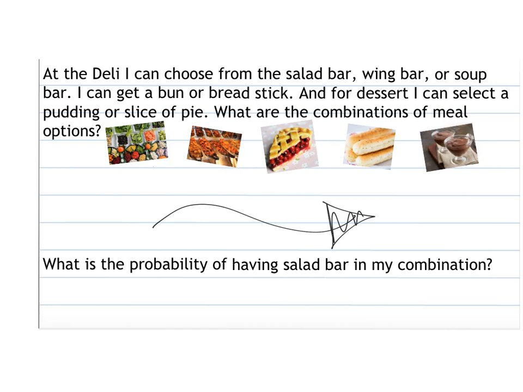Okay, so one more example of using a tree diagram in a situation. So if we're at the deli and we can choose from the salad bar, wing bar, or soup bar, and then we can get a bun or a breadstick, and for dessert, we can get pudding or a slice of pie. What are the combinations of meal options? So I didn't leave myself enough room on this page, so I'm going to go to the next page and show you how I would write this out as my tree diagram.